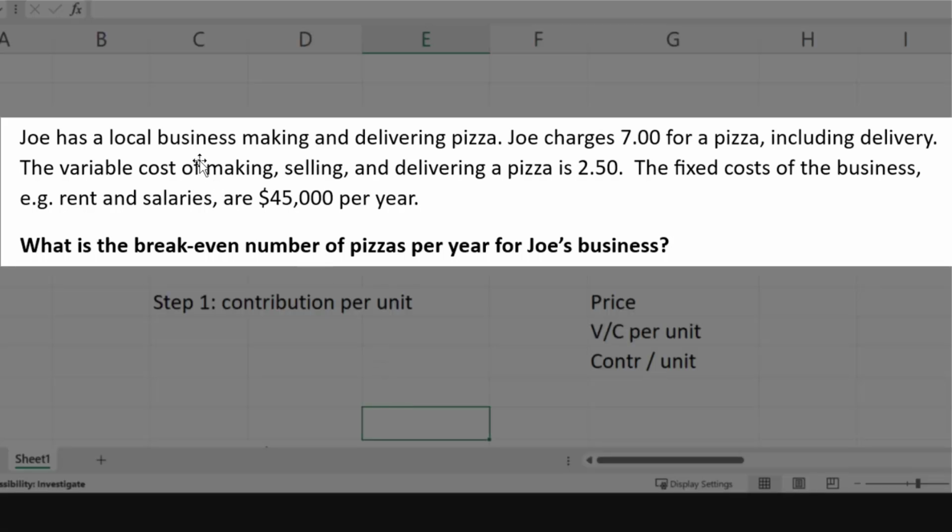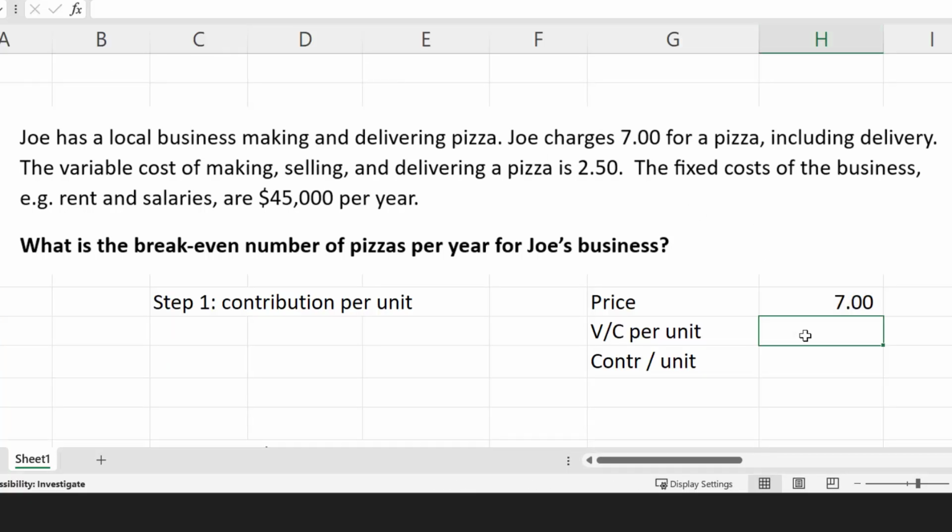So Joe has a local business making and delivering pizza. Joe charges $7 for a pizza, including delivery. So that is the selling price, $7. We can plug that right in. Now, the variable cost of making and selling and delivering a pizza, so that's all of the variable costs per unit, lumped together, that comes to $2.50. So now we get to contribution.